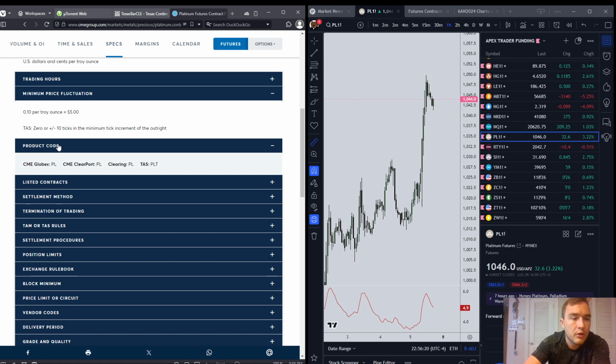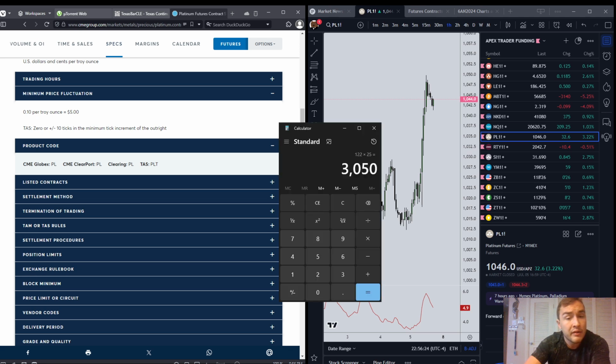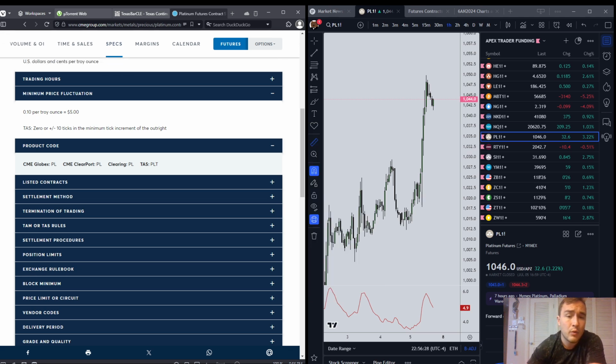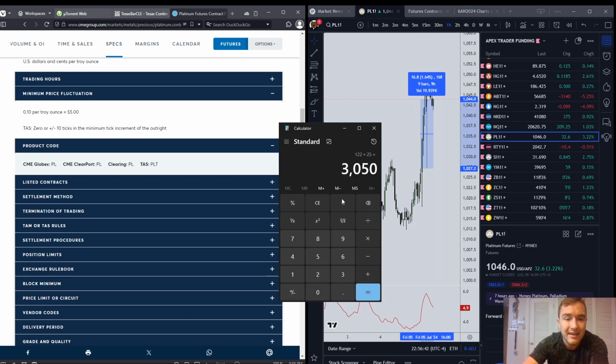Okay, guys, product code is going to be symbol PL. This is not something that a lot of people trade. Nevertheless, you should know what the tick size is. Gold's tick size was $10. Silver's tick size is $25. Platinum's tick size is $5. So let's say, for example, that we took a long here on platinum and sold it for 168 ticks. That's going to be a grand total of $840, guys.